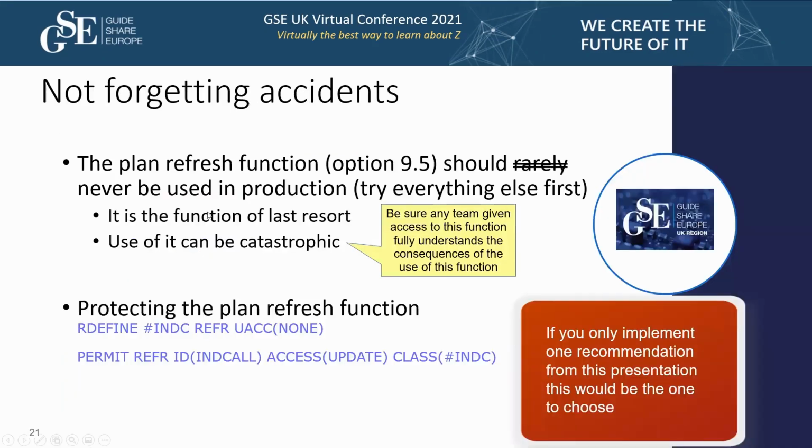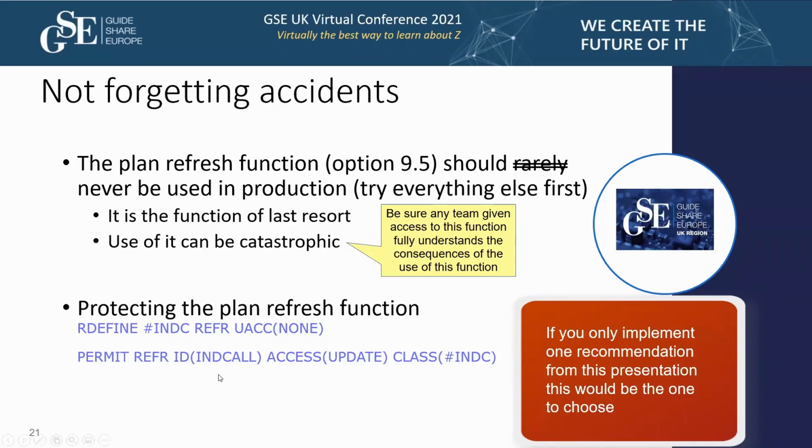And of course, not forgetting accidents. The plan refresh function, 9.5, should never really be used in production. Try everything else first. It is a function of last resort. Use of it can be catastrophic. So I would say be sure any team that's given access to this function fully understands the consequence of the use of this function and knows how to get around it, because there is a way to get around it. You restart with current plan new, and it'll go back to the last current plan.